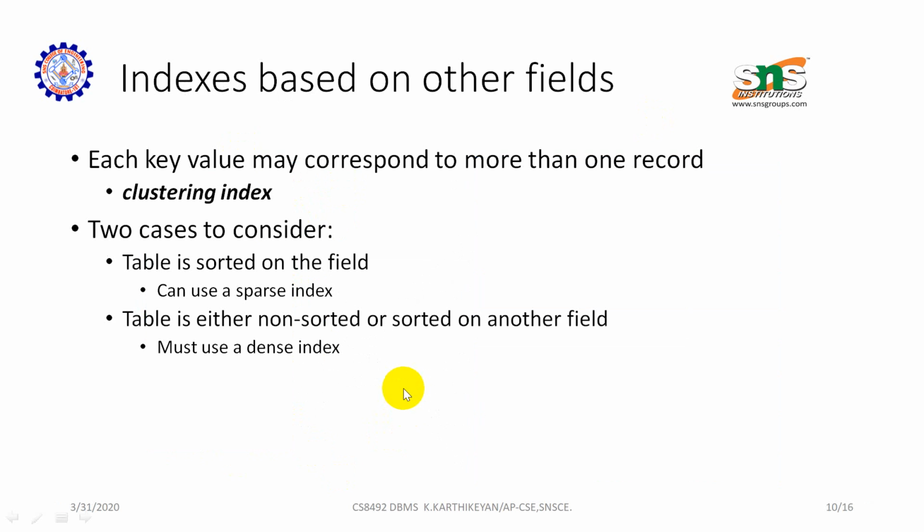Next, index based on another field, where each key value may correspond to more than one record, based on a clustering index. First, an ordinary index is available. Next, the clustering index. Two cases are available: one is sorted on the field, and another is non-sorted or sorted on another field. It is based on sparse index or dense index.